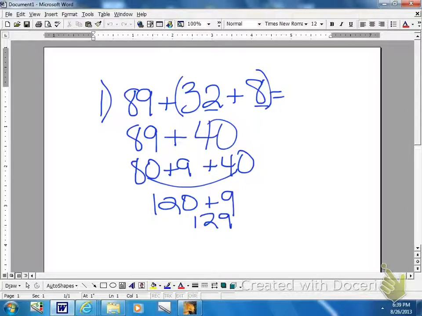And this wouldn't have to be worked out on paper. This is something that you could do in your head, but you just show the mental steps or the mental process as you do this.